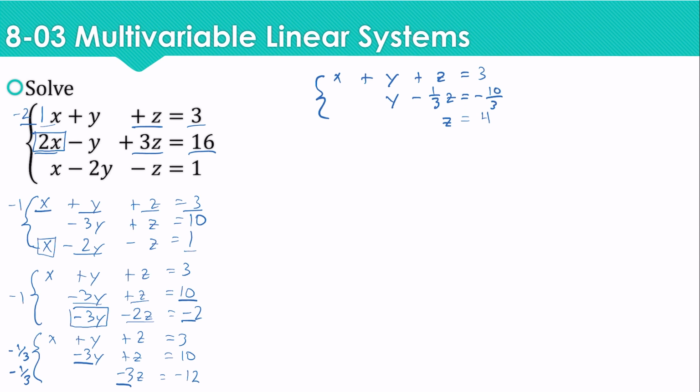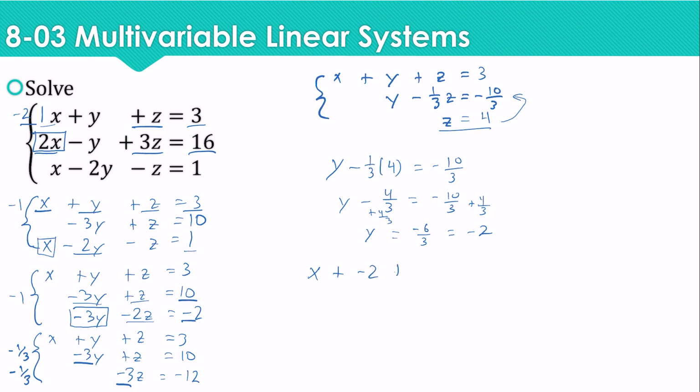So look at that. We now know z is 4. So we could plug that into the second equation, and we could find y. So it'll be y minus 4/3 equals negative 10/3. So if I add 4/3, we'll have negative 6/3 or negative 2. And then we could plug both of those into the first equation, which was x plus y plus z equals 3. So x is 1. So our answer is x, y, and z: 1, negative 2, 4.